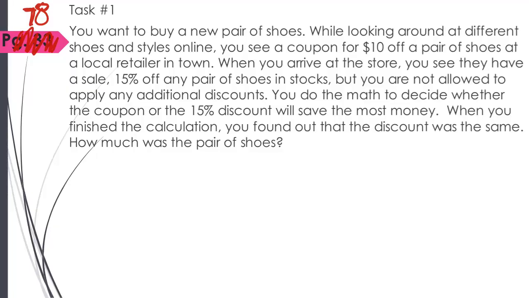While looking around at shoes online, you see a coupon for $10 off a pair of shoes at a local retailer in town. You get to the store, and they're also having a sale, 15% off any pair of shoes in stock, but you can't apply any additional discounts. You do the math to decide if the coupon is cheaper or if the 15% discount is cheaper. When you finish the calculation, you find out the discount for both is the same. How much was the pair of shoes? Like, what was the original price?